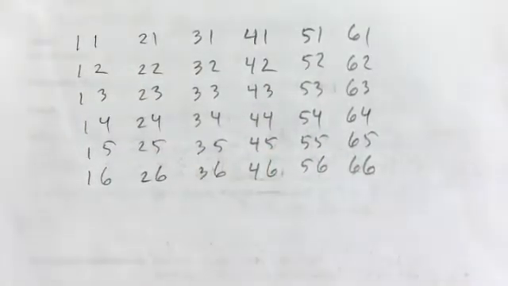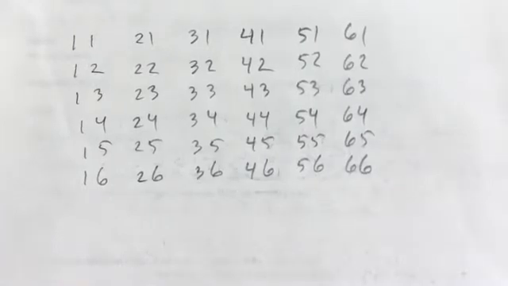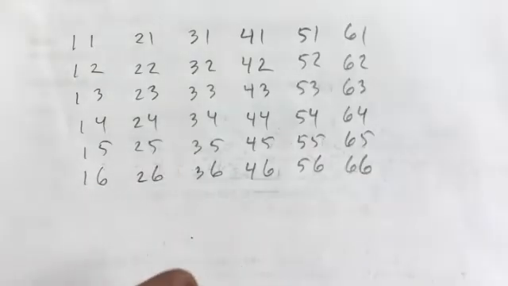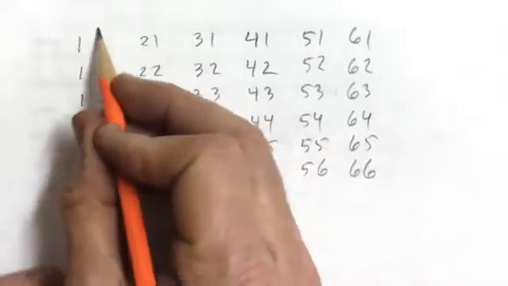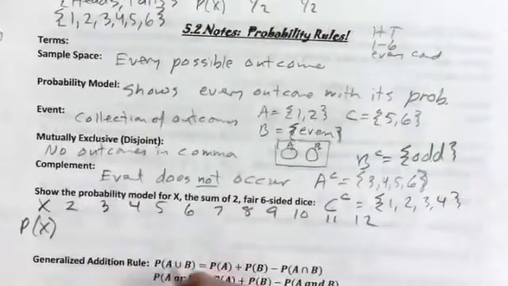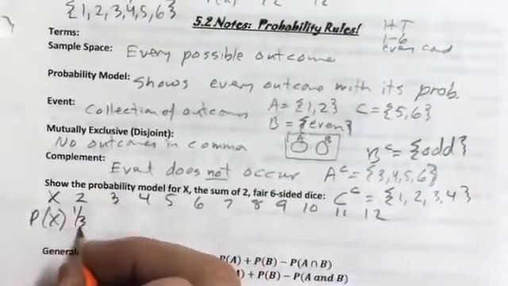There's 36 different rolls. So to find a probability of a certain sum, you just say it's the total number of ways to have a success over the total number of possibilities. So first of all, rolling a 2. Well, there's only one way to do that. There it is. And there's 36 possibilities. So the probability of rolling a 2 is 1 out of 36.